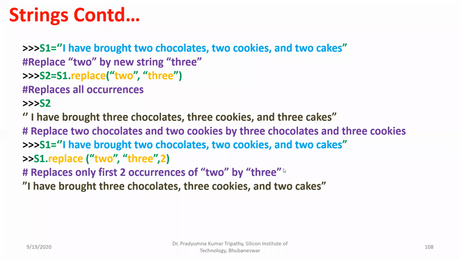So what is my output? I am expecting the output: 3 chocolates, 3 cookies and 3 cakes. That is my expected output, correct?